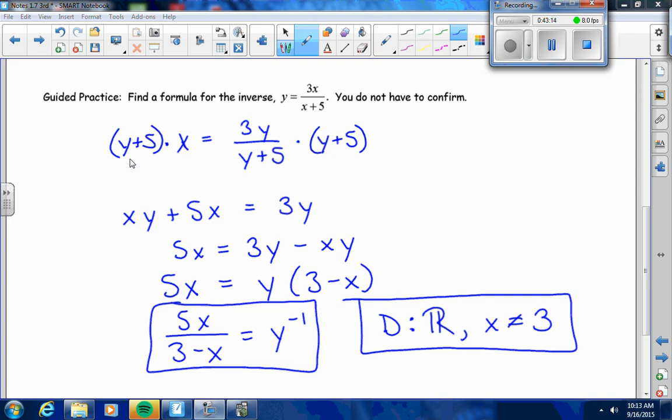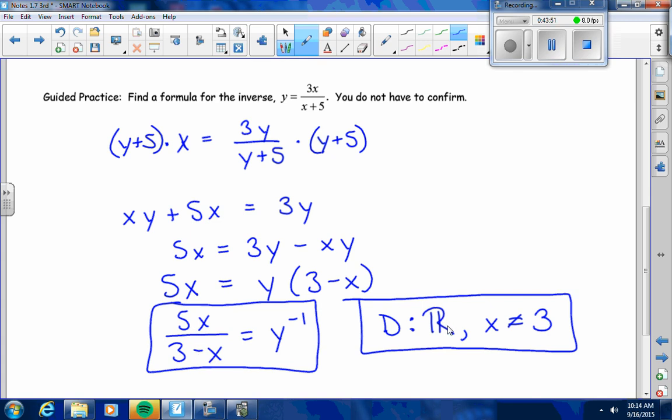The x is distributed, so x times y plus 5x equals 3y. If it has a y, it needs to be on one side. So I move the xy over with the 3y. So 5x equals 3y minus xy. The reason we do that is so that all y's are on the same side. They're both in common. It's a common factor that I pull out. y times 3 minus x. Divide both sides by 3 minus x. So the inverse is 5x divided by 3 minus x.